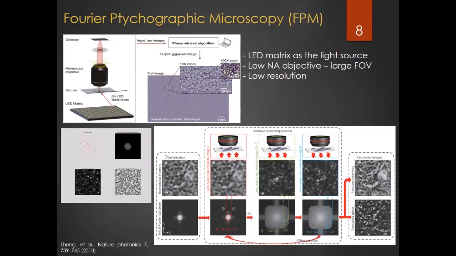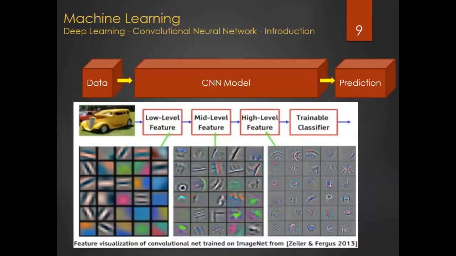This is the concept: by rotating the LED, we get many low-resolution images and convert them back into a very high-resolution image. Here I want to introduce the concept of deep learning, and I want to apply it in my work for reconstruction instead of using the traditional reconstruction.